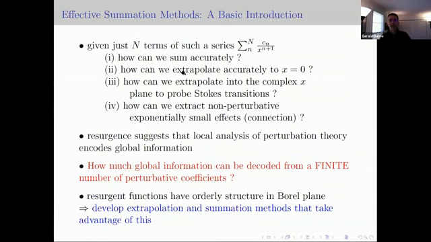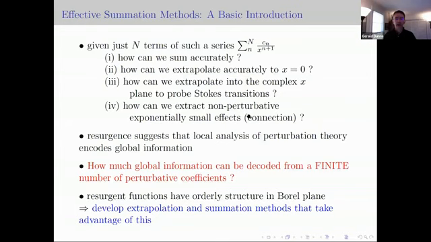And once we've summed it, how can we now take this expansion that was generated at x equals, say, plus infinity, how can we take it down to x equals 0? Say a high temperature expansion, taking it to a low temperature expansion, or a strong coupling expansion to a weak coupling expansion. And how can we extrapolate into the complex x-plane? Remember, in physics, using these Lee-Yang arguments, we might want to do that. And how can we control some of these non-perturbative connection formulas that we've seen are so important?